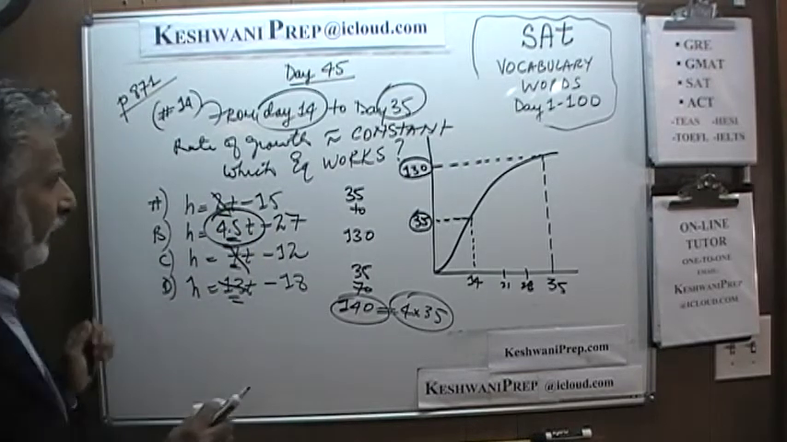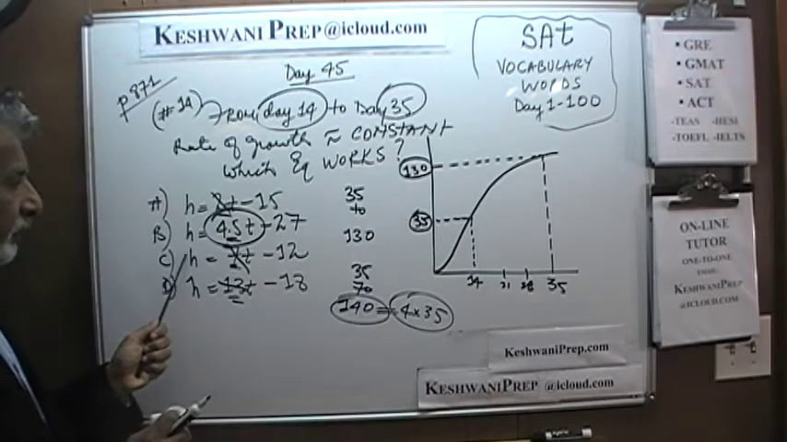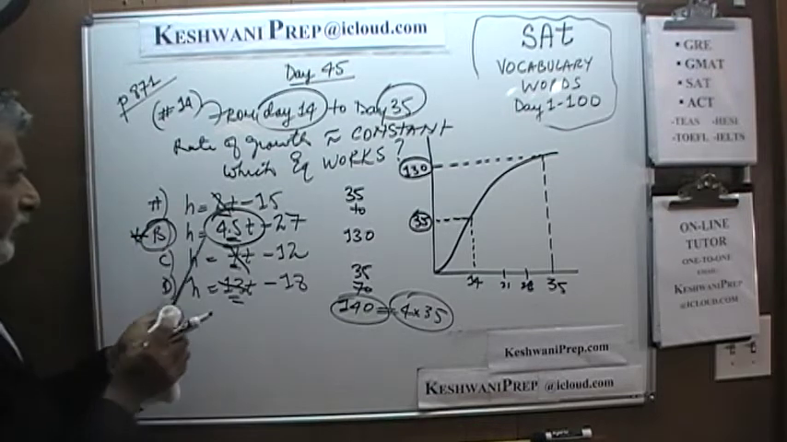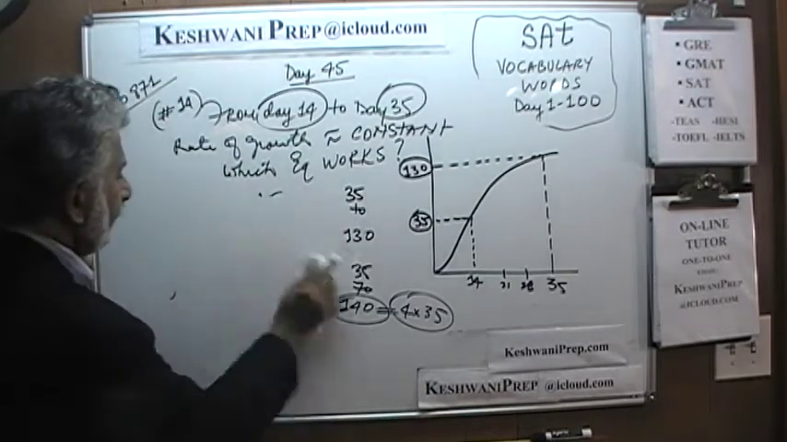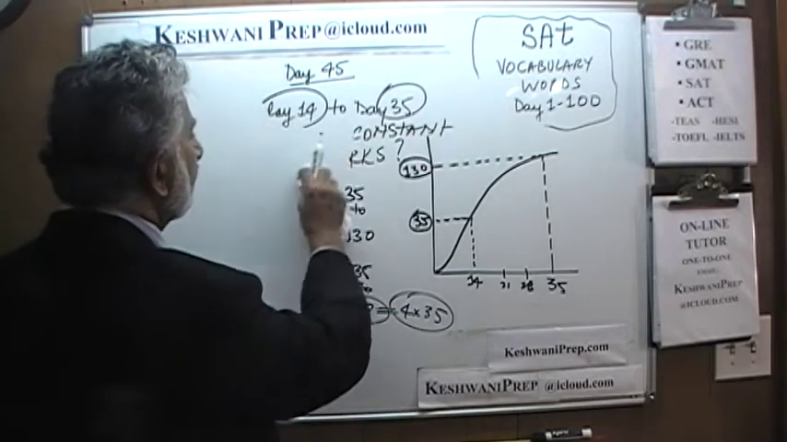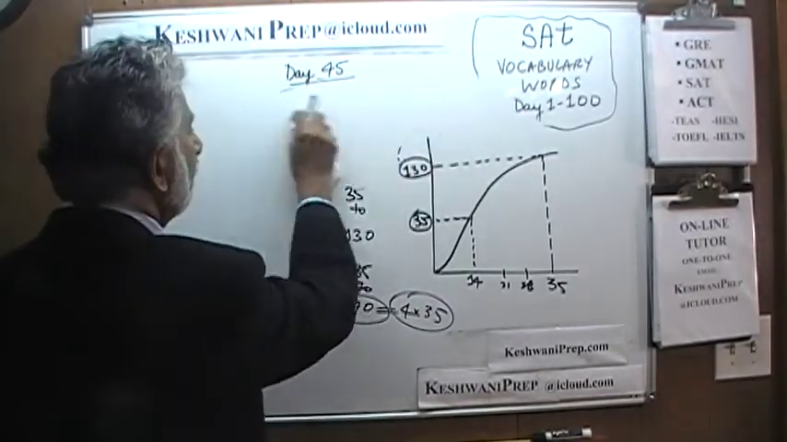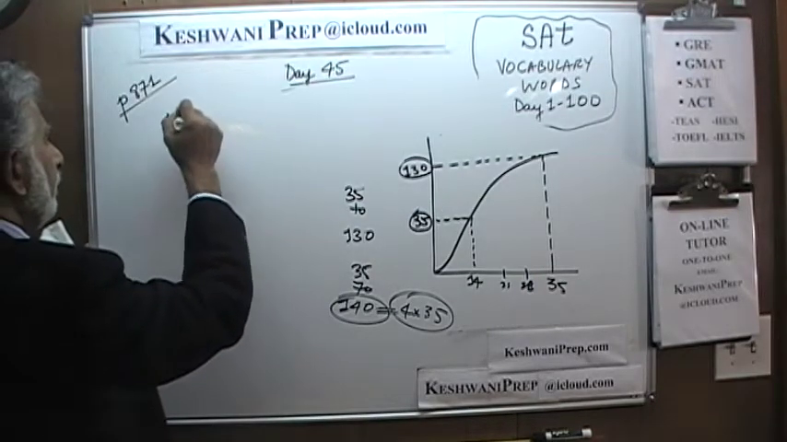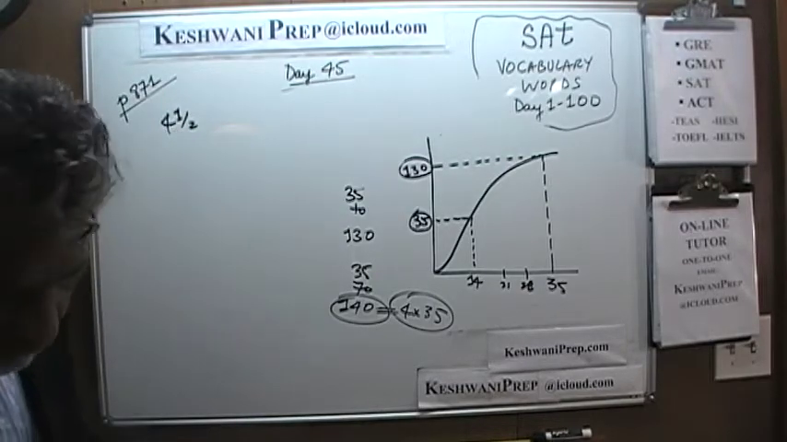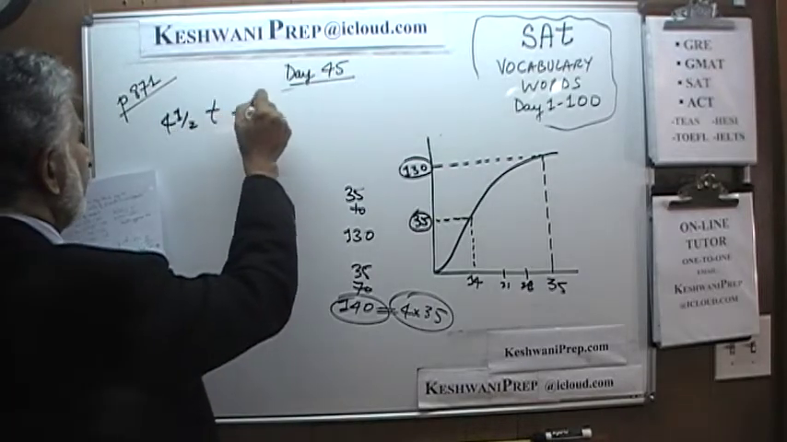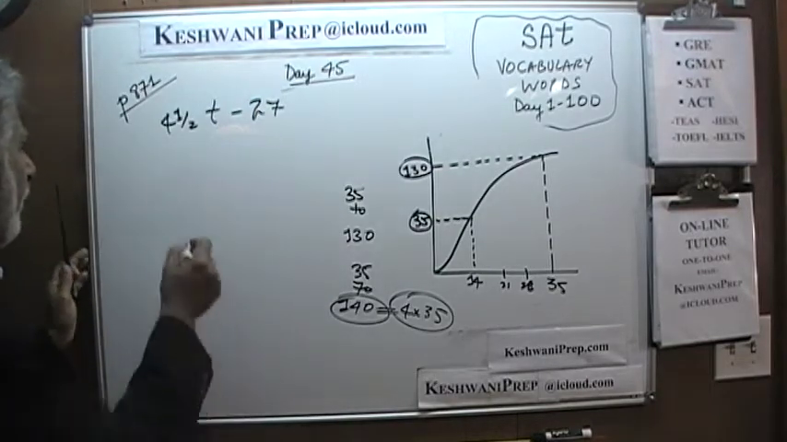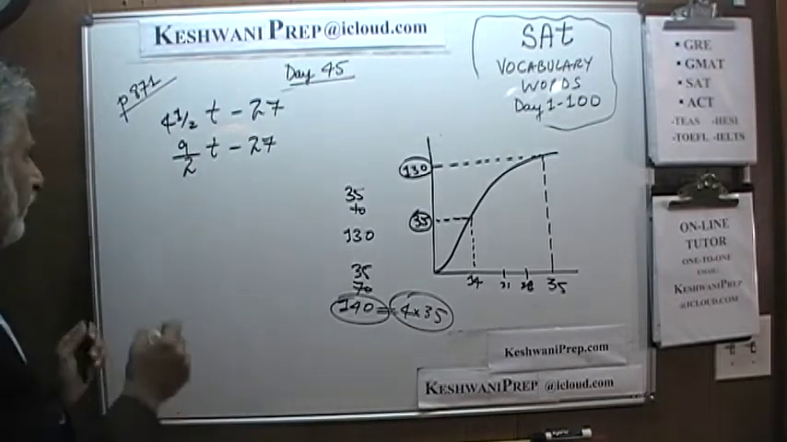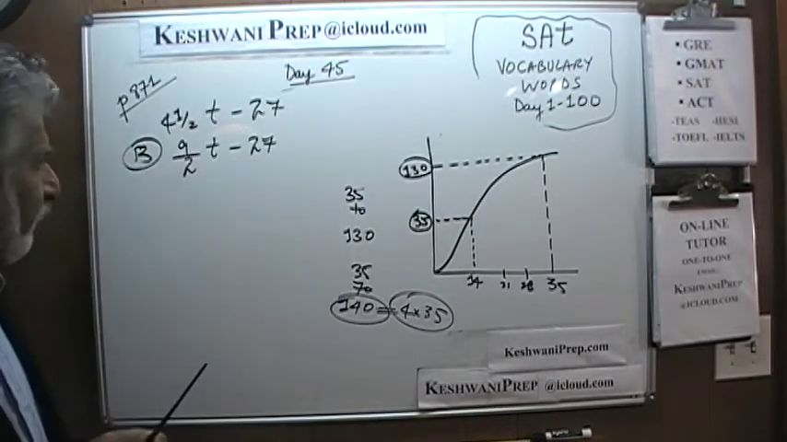I need the room, so I'll be able to erase this thing. Where can we put this? I will have to do it here, because there is no other place. So the answer choice that we're working with is D, 4.5 times T minus 27. Times T minus 27, and we're going to write our 4.5 as 9/2. It will make life easier. This is answer choice B. Okay, so let's begin, shall we?